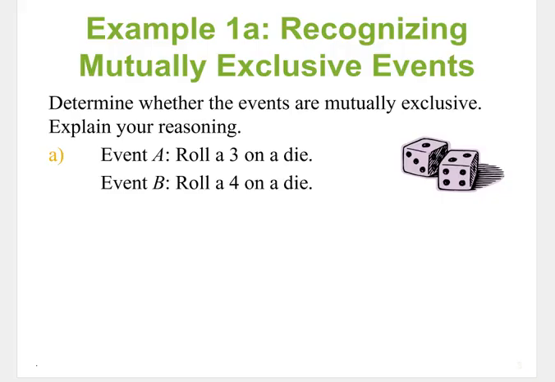Can you roll a 3 and roll a 4 at the same time? If the answer is no, then those are mutually exclusive events. 3 and 4 cannot happen at the same time. So, mutually exclusive.